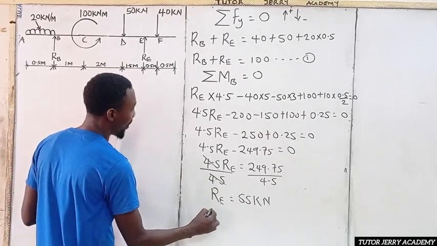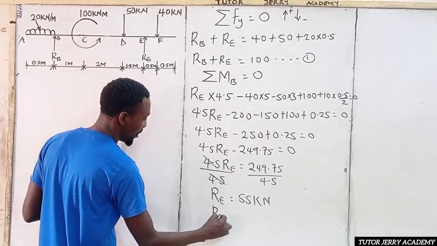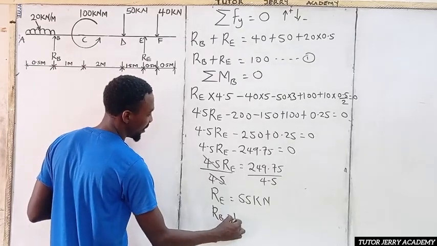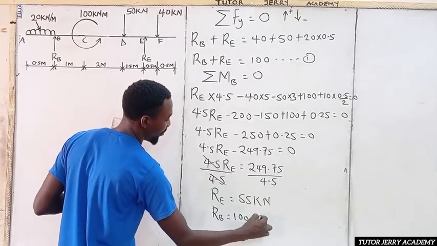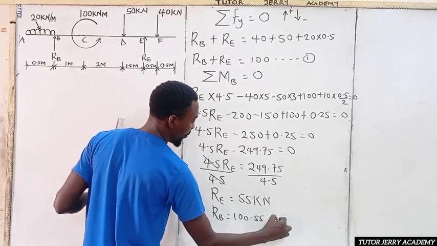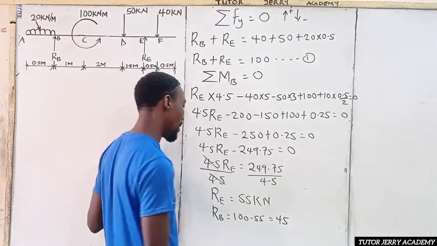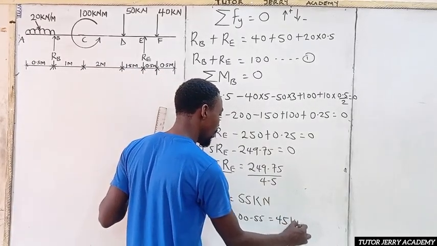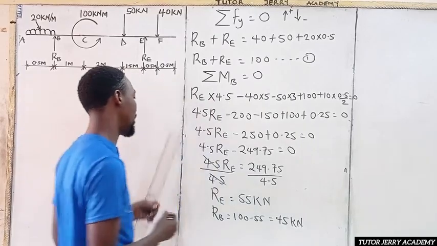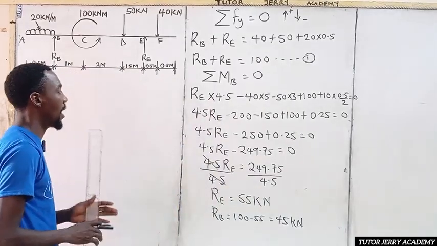But don't forget, from equation 1, we already have R subscript B plus R subscript E equal to 100. So it means that our R subscript B will be equal to 100 minus 55, which is going to be equal to 45 kilonewton. All right. So that is our R subscript B.